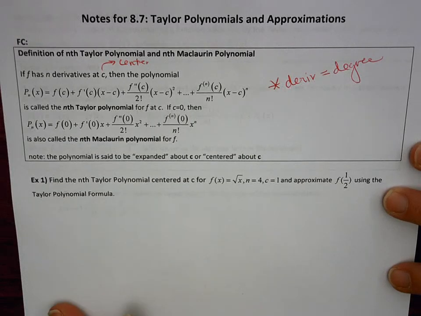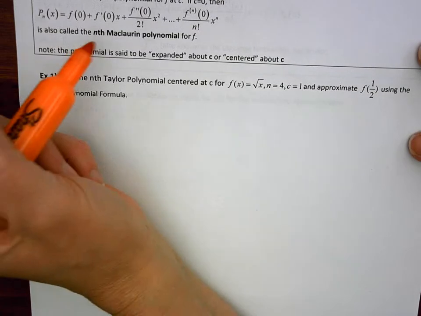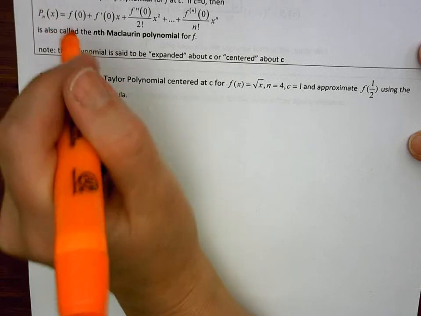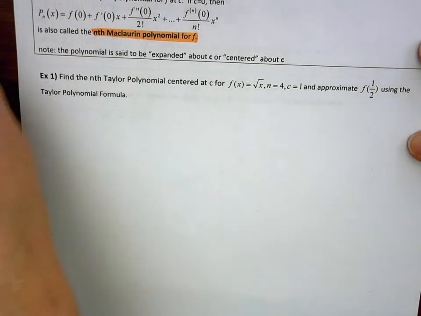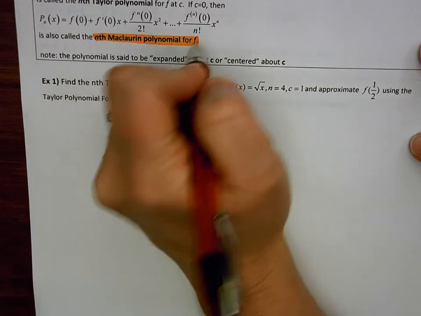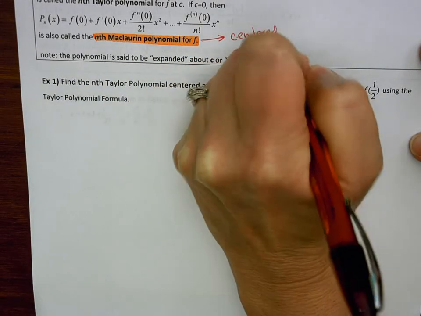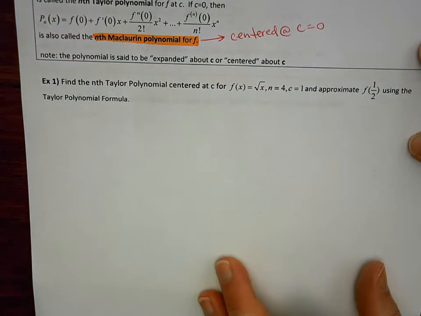So let's go ahead and take a look at an example here. So our Maclaurin polynomial is when we're centered at 0. Again, a Maclaurin polynomial is when we are centered at c equals 0.